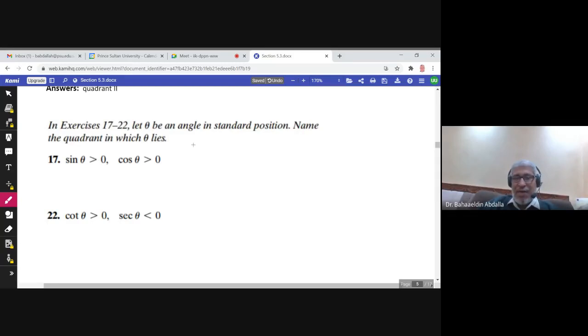Let theta be an angle in a standard position. Of course, theta has to be always in a standard position. Name the quadrant in which theta lies. Okay. Sine is positive here and here. Cosine is positive here and here. So the quadrant in which sine is positive and cosine is positive is quadrant 1. So theta lies in quadrant 1.